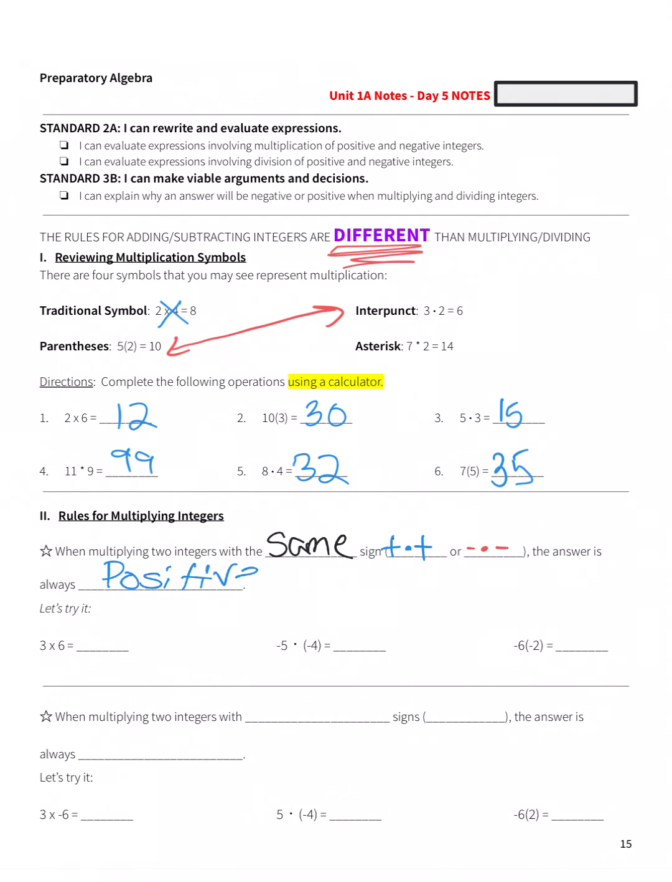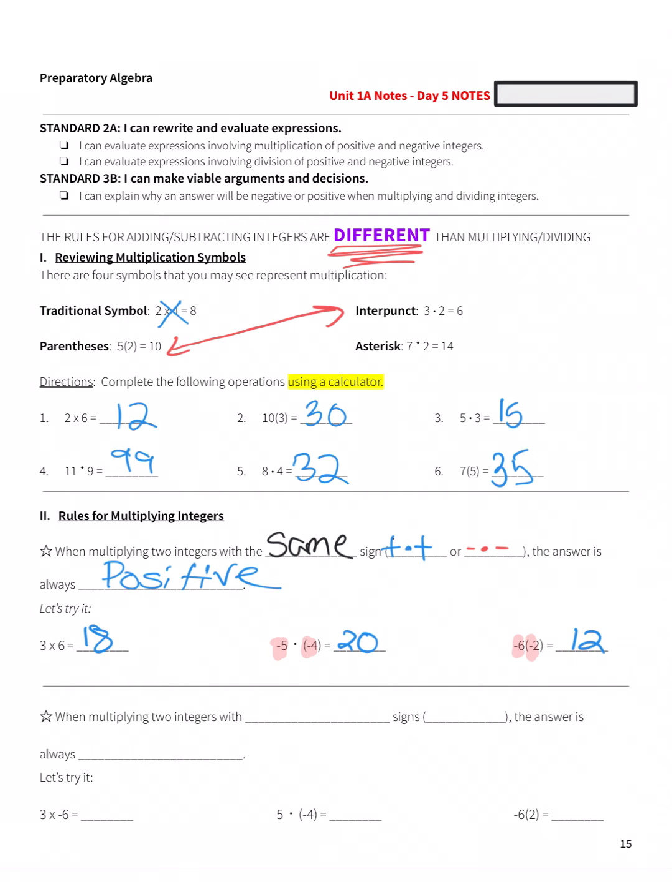Okay? So if I look here, I have positive 3 times positive 6. Both are positive, so my answer's positive. Now here, I have negative 5 and negative 4, but they're the same sign, so what does that mean? That means my answer is positive. All right, now let's go to the next one. We have a negative 6 and a negative 2. Those are the same sign, so your answer is positive, okay?